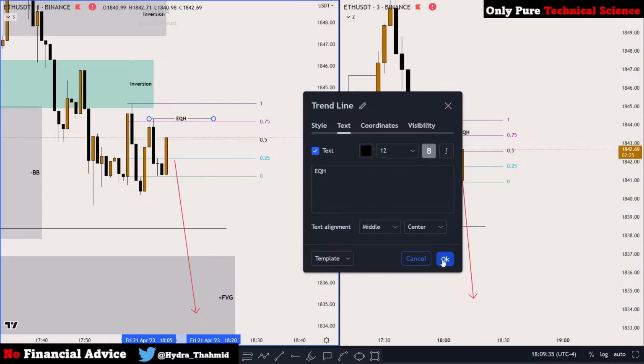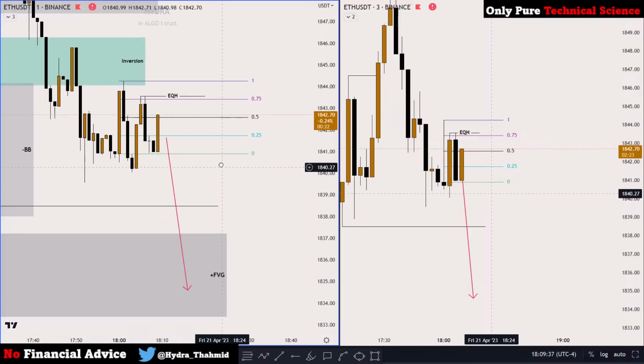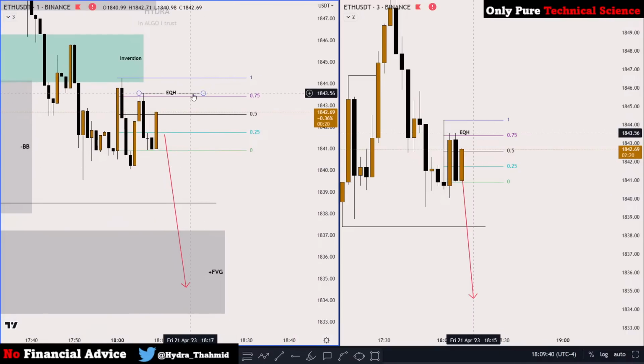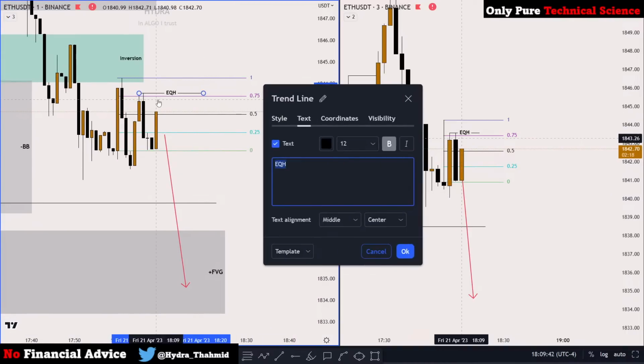So what does equal high mean? We don't want to see it if price wants to support our trade idea. We don't want to see price leaving an equal high or generating an equal high on its way towards the downside. It should remain clean.